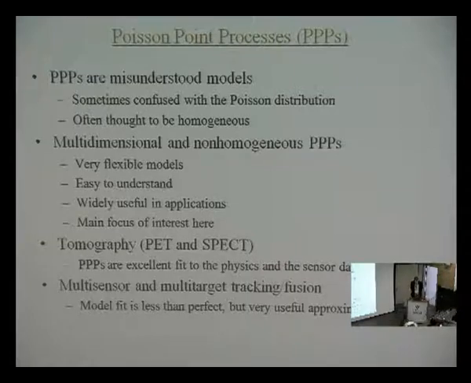In the tomography application, that is both PET and SPECT, the PPPs are a very, very good match between the physics and the engineering practice and the sensing of data. It's a remarkable match. It's practically perfect. It's classic. In the multi-sensor and multi-target tracking data fusion problem, the model fit is an approximation. It's less perfect. It's good, it has its value, but it's not the same. So, modulo that there is going to be an approximation, the fit is still excellent, I think.